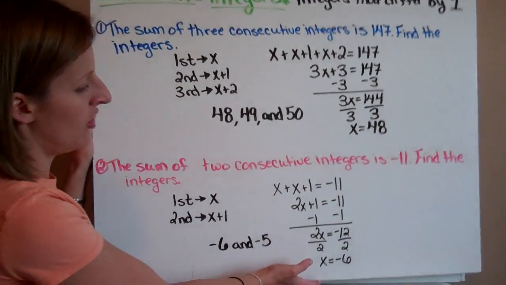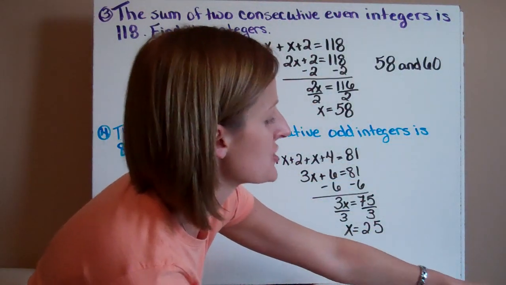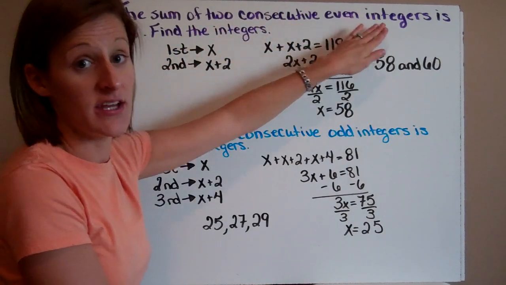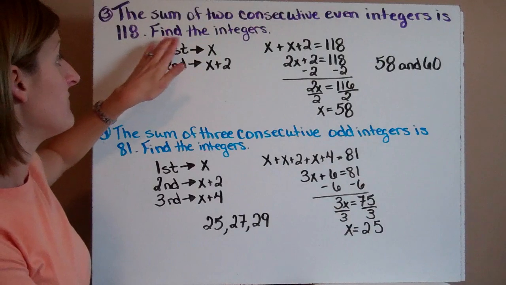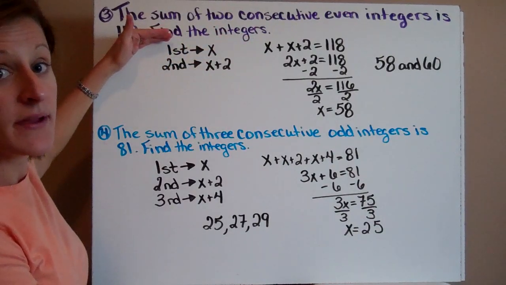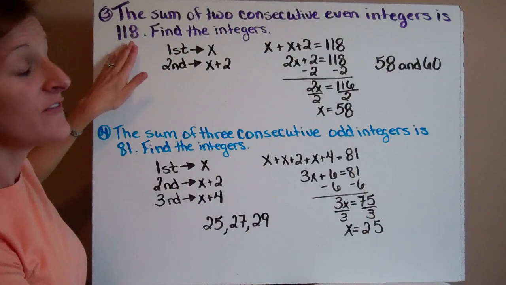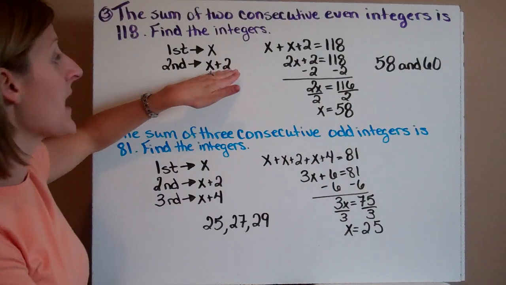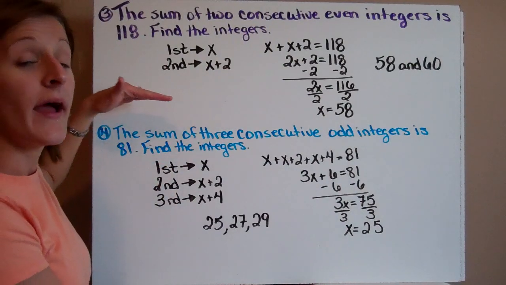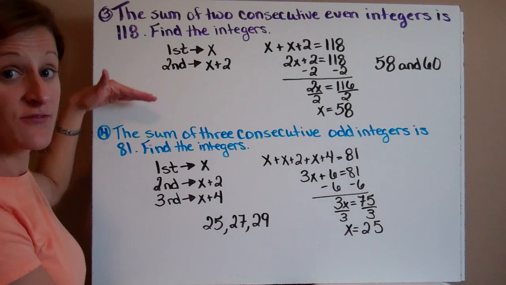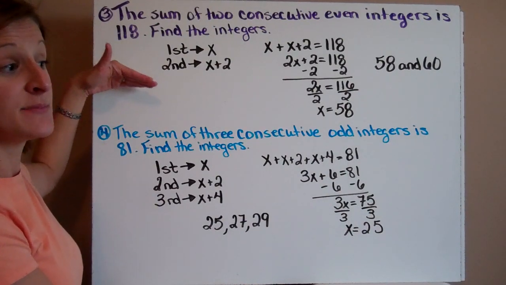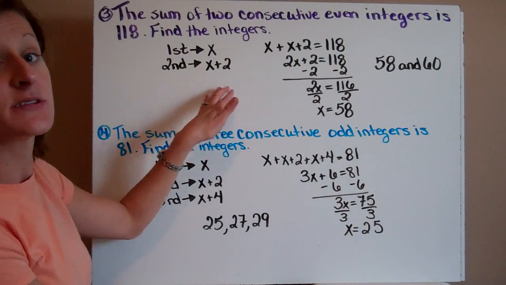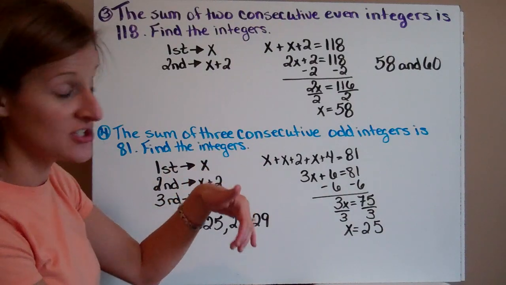Now we can also look at it versus odd and even integers. So this one asks for the sum of two consecutive even integers is 118. Find the integers. I'm still going to set my first one as x. Now if it's even, how do I get to the next even integer? Is by adding 2. So if I am at 2, how do I get to my next one, which is 4? I add 2 to 2, and that gets me to 4. Or if I'm at 6, how do I get to my next even one? 6 plus 2 is 8, and that's my next even integer.